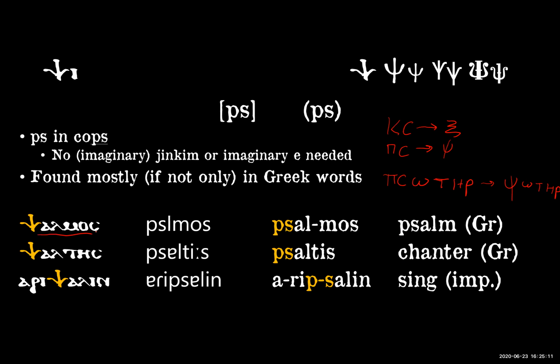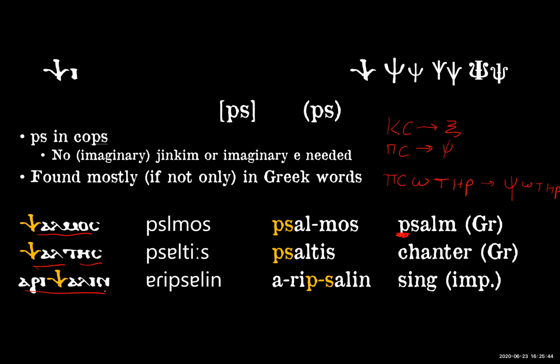Psalmos, which is psalm, which is why the word psalm in English has that silent P. The P is there in the Greek, but it's not pronounced in anglicized languages or English languages. Psaltis, which is a chanter. In other words, the deacons, quote unquote deacons you see that lead the chants, they're not deacons per se, they're psaltis. And then this word aripsanin.